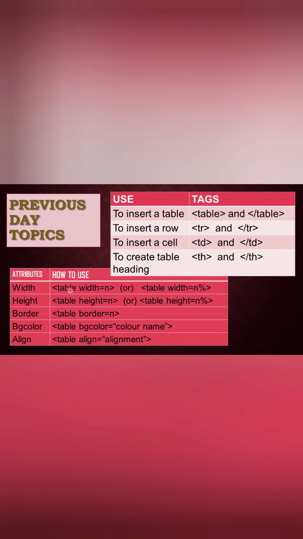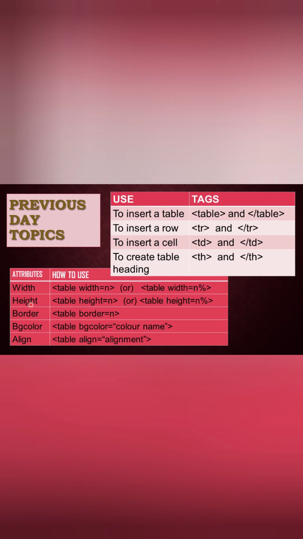You have to open the table tag, then width equal to n. Here n represents the number of pixels. Then close the tag. Or you can use this syntax also, table width equal to n percentage. Here you can enter the width in percentage. So if you are entering 75 percentage here, then your table width will cover 75 percentage of your window.